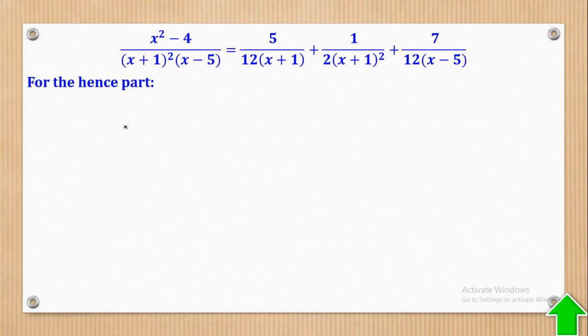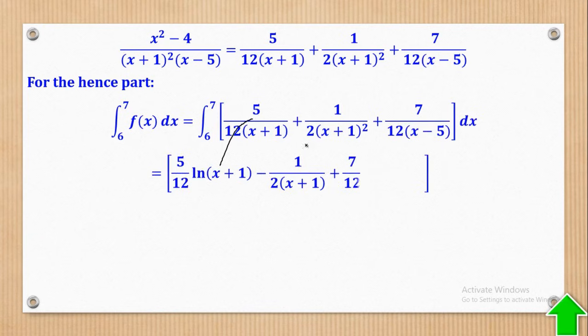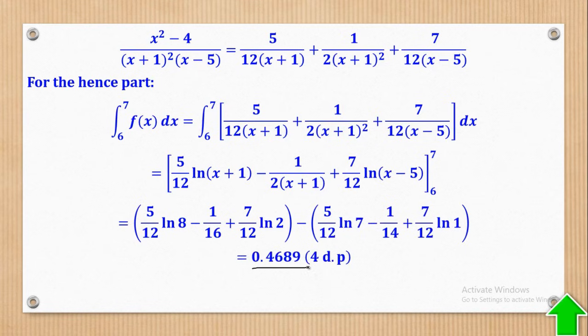And for the hence part, I'll have to integrate. So integrating this gives you this, and this gives you this, and this gives you that. The next is substitute limits. Begin with the upper limit followed by the lower limit. But they want the answer to 4 decimal places, so it will be that.